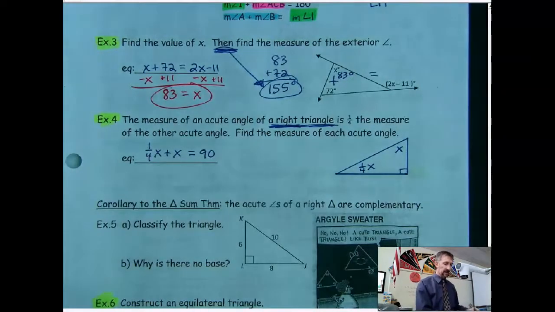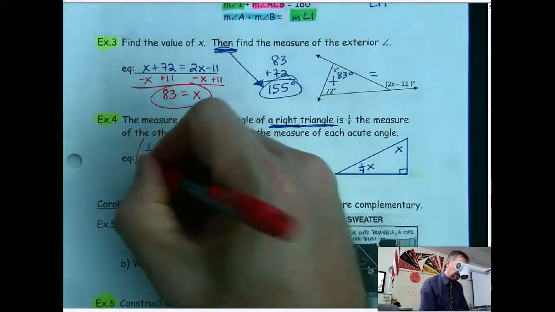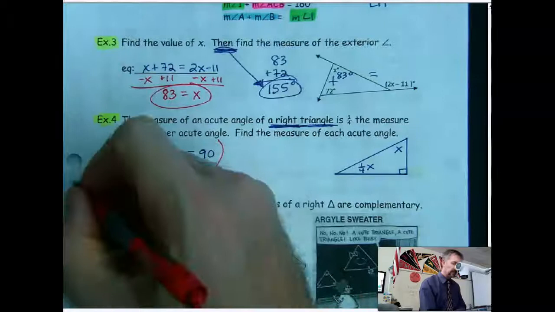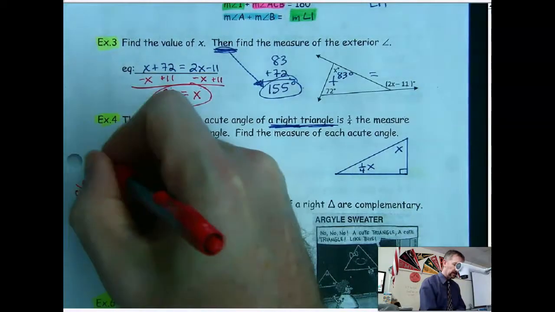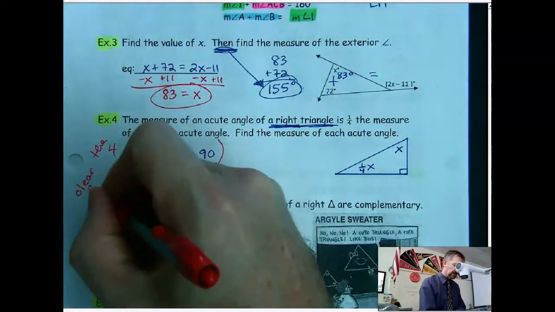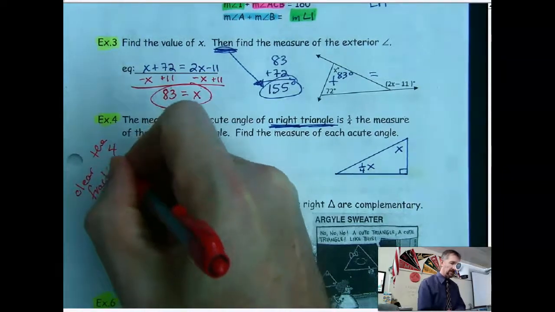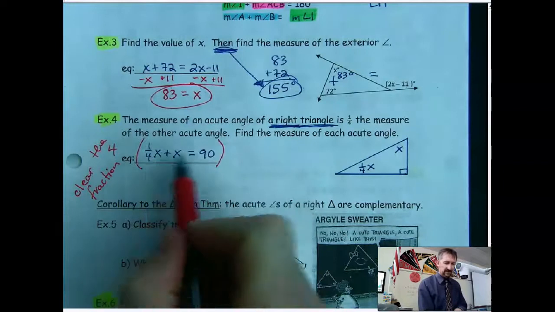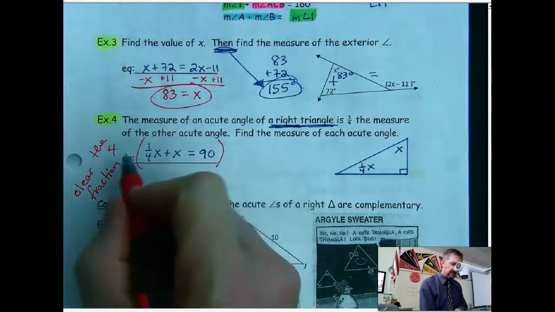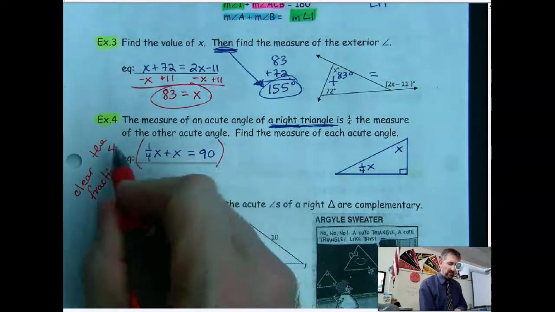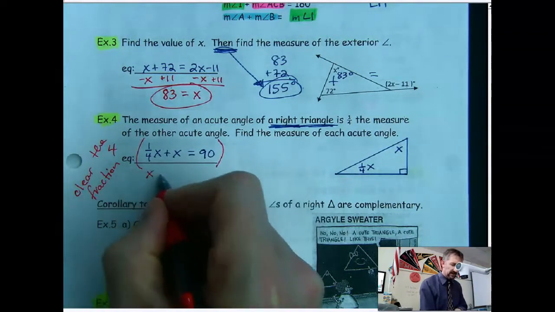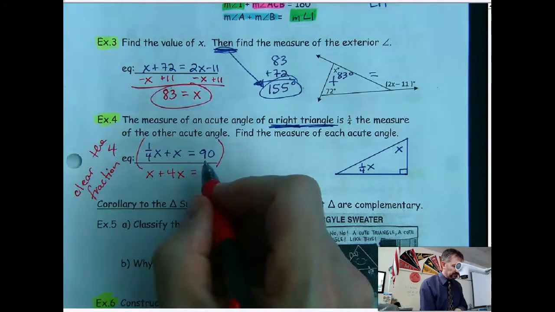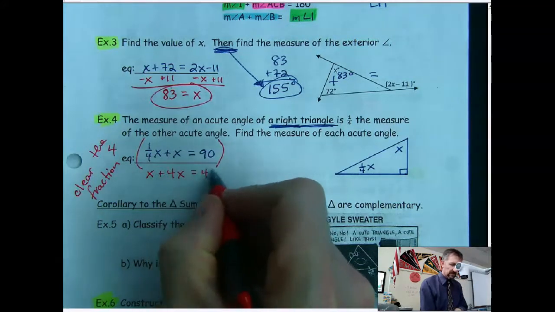Now, what I tend to do most of the time when I have a fraction is I clear the fraction. We clear the fraction by multiplying by the common denominator. So I'm going to multiply the whole thing times 4. Sometimes I get like terms together first, it just depends. So 4 over 4 is 1, so that's just going to be x plus 4x equals 4 times 90.